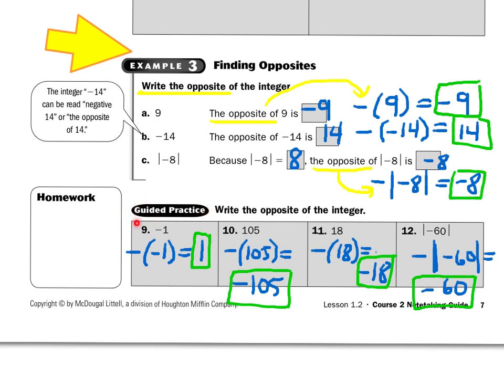Okay, the guided practice right here. Write the opposite of the integer. So look at how I want you to use a symbol. The opposite of, we put a negative, and then in parentheses, put the -1. So the opposite of -1 equals +1. The opposite of 105 equals -105. The opposite of 18 equals -18. And here the opposite of the absolute value of -60 equals -60.